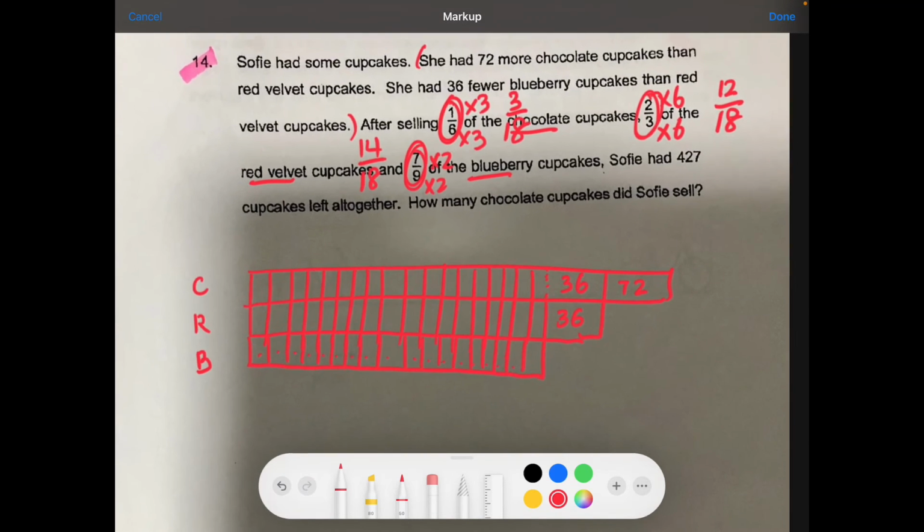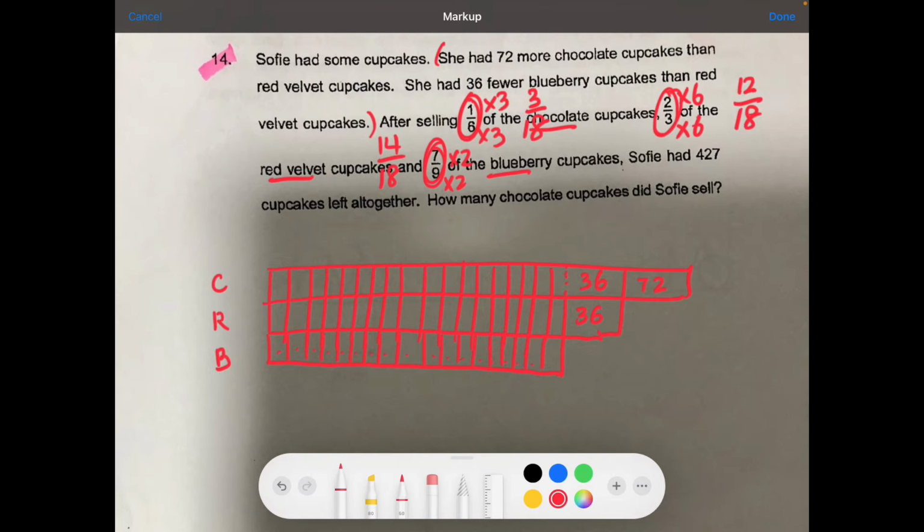So I want to tackle the one on the blueberry first because it says 14 out of 18 was sold. So I'm going to cross out 1, 2, 3, 4, 5, 6, 7, 8, 9, 10, 11, 12, 13, 14. So I have 14 units sold. Okay, write neatly here. 14 units sold. I would have 4 units left.